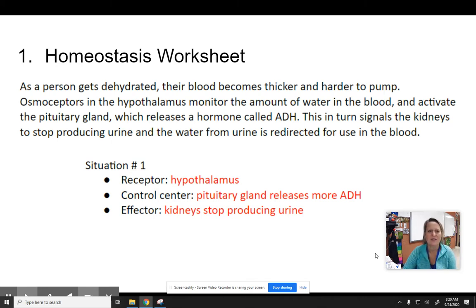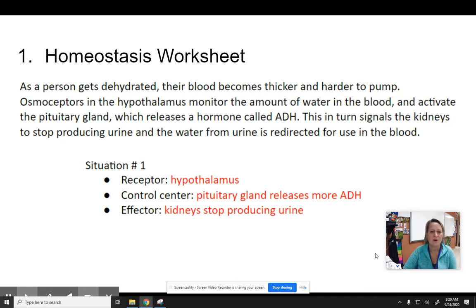So the first one, as a person gets dehydrated, their blood volume becomes thicker and harder to pump. Osmoreceptors in the hypothalamus monitor the amount of water in the blood and activate the pituitary gland, which releases a hormone called ADH. This in turn signals the kidneys to stop producing urine, and the water from the urine is redirected for use in the blood. So, is this correcting the problem or making the problem or the condition exaggerated? It is correcting the problem, so that would be an example of negative feedback.